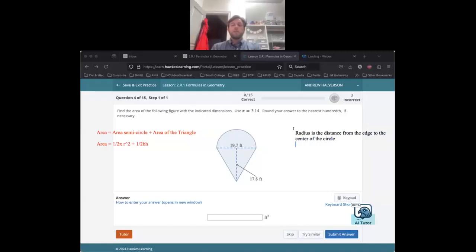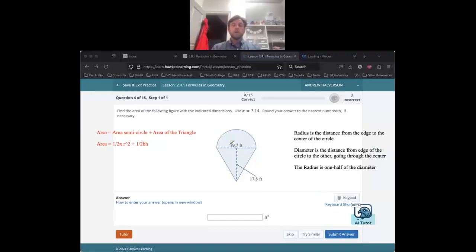The diameter, on the other hand, is the distance from one edge of the circle to the other going through the center. Okay. The radius is 1/2 of the diameter. Okay, so those are the things we need to know in order to do this one.